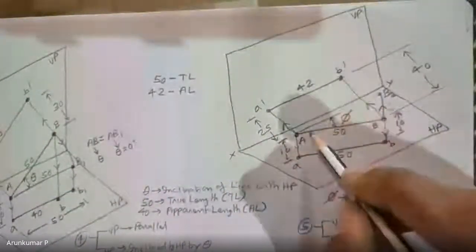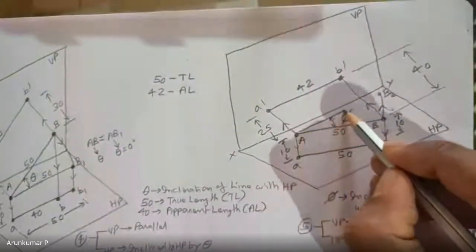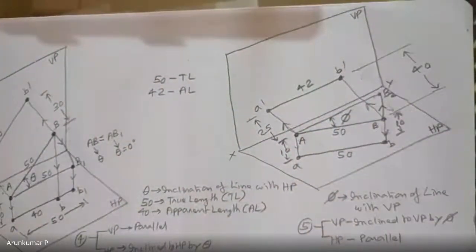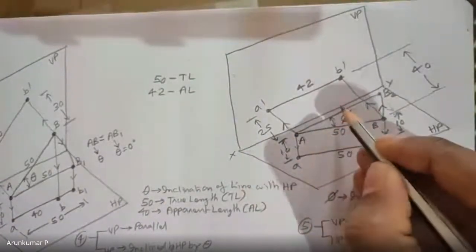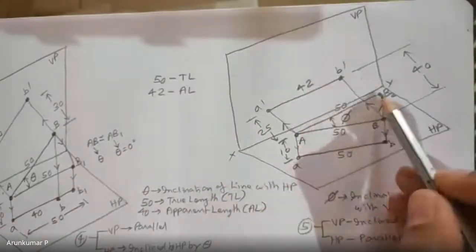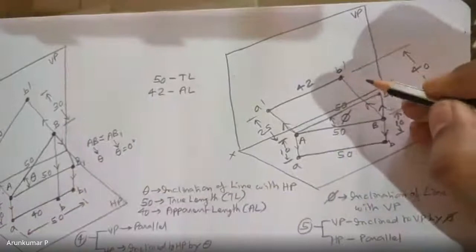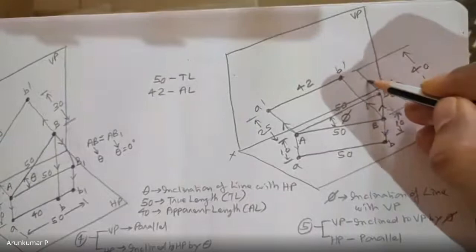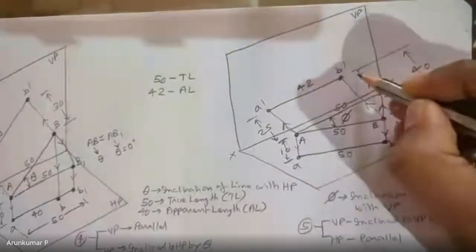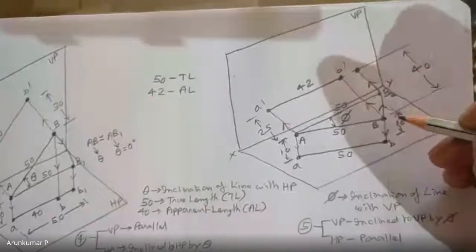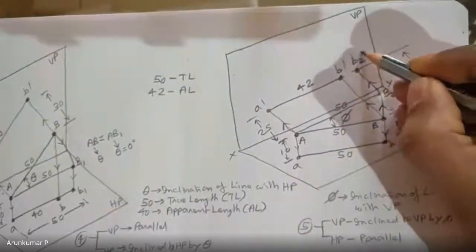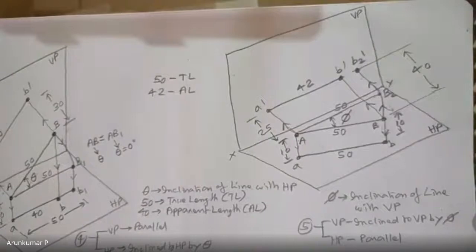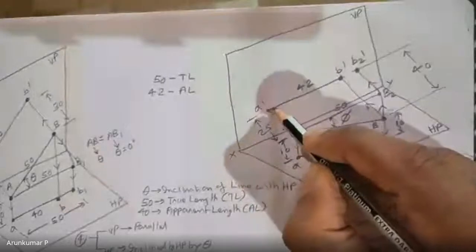So now I have this line here, AB2. What is the length of this line AB2? 50. AB2 is parallel to VP. So now I'll project B2 onto the vertical plane. When I do that, it is going to intersect somewhere here. So this will be B2 dash, the front view of B2. Now I'll join A dash and B2 dash.